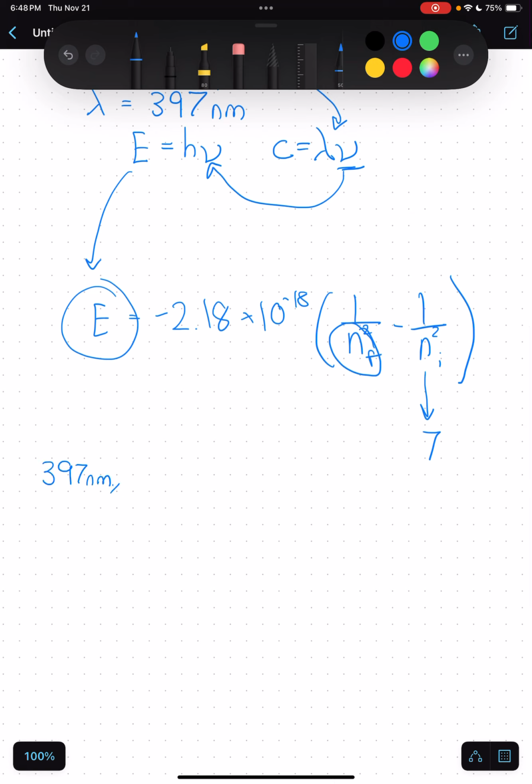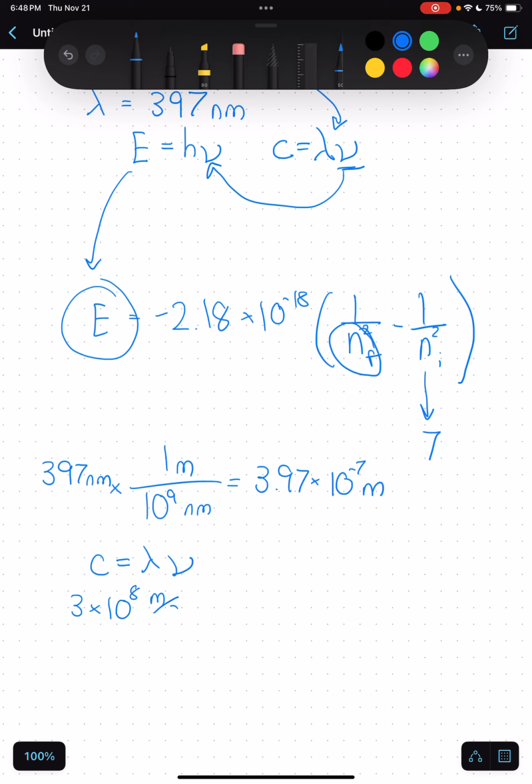397 nanometers. I'm gonna first convert that to meters. So 3.97 times 10 to the negative 7th meters. And then I'm gonna use c equals lambda nu, and c is 3 times 10 to the 8th. This is a constant from the equation sheet. The wavelength is what we have up there, 3.97 times 10 to the negative 7th meters, and frequency is what we're looking for.